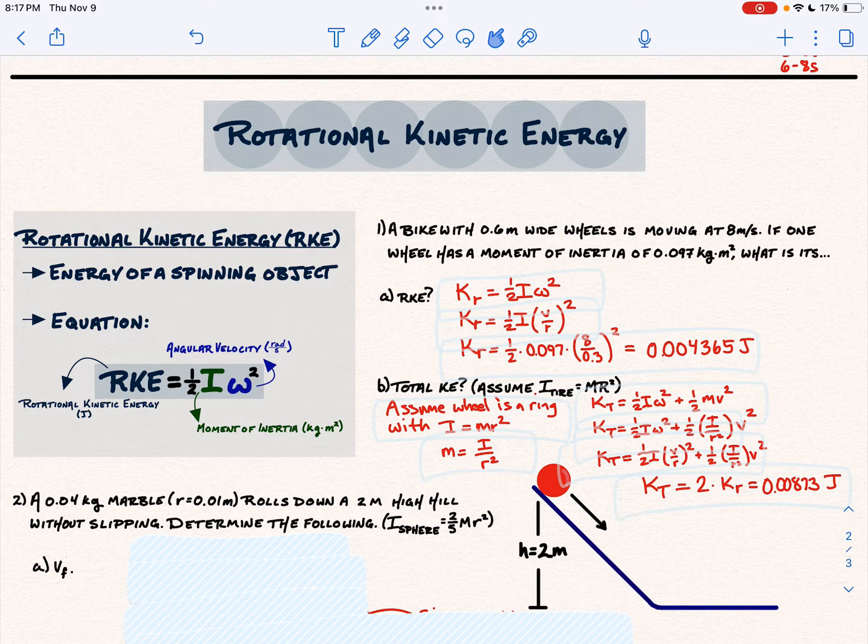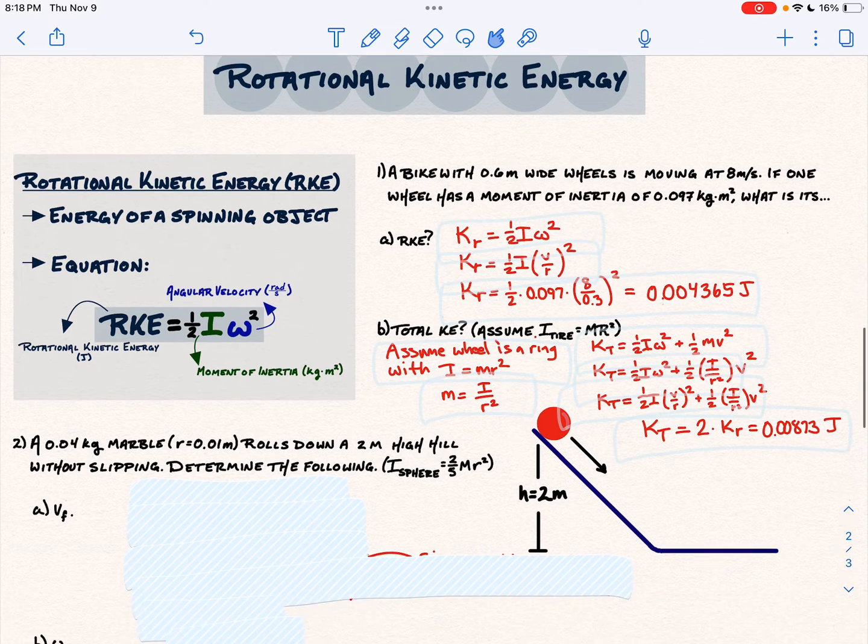So the total kinetic energy is actually double the rotational kinetic energy, because the rotational and the translational kinetic energy for this bicycle wheel are the same. All right, and that's interesting because that means that if you're looking at a bicycle wheel that's moving along, spinning on the ground, half of its energy is in rotational form and half of its energy is in translational form.